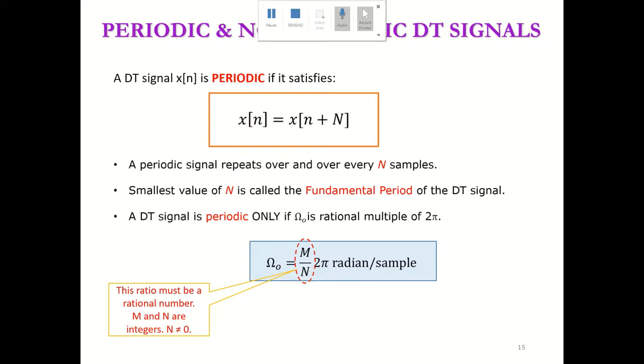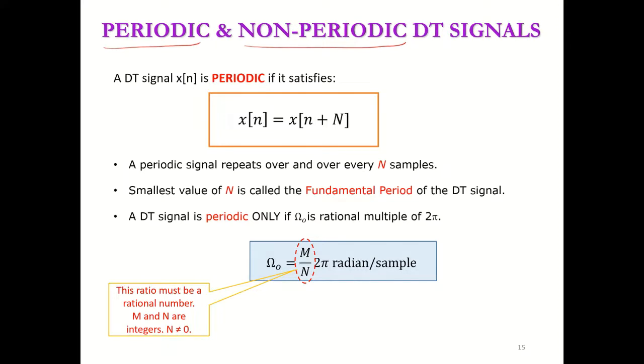Alright, this is the most important part of this lecture, which is we want to determine whether a DT signal is periodic or non-periodic. Okay, non-periodic also called as aperiodic. Sometimes you find the term aperiodic. Bear in mind that aperiodic is similar to non-periodic, so they are the same. So now, how are we going to determine whether a signal is periodic or non-periodic? Right, the signal is periodic when it satisfies the equation x[n] equals x[n + N].